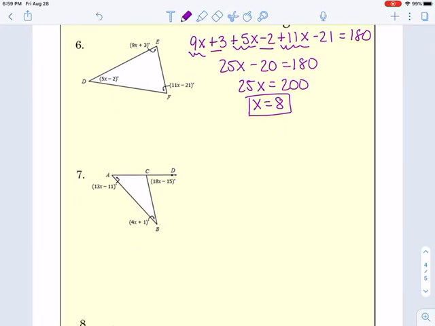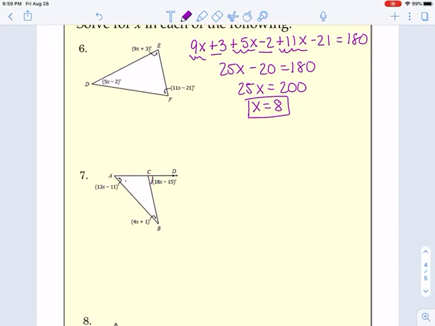For number 7, you don't have the 3 interior angles now. Now you have an exterior angle and again, the 2 remote interior angles. So again, the deal is there that the sum of the 2 remote interior angles, so the sum of A and B is going to have to add up to give you that exterior angle BCD. So let's take 13x minus 11, add our other angle of 4x plus 1, and set that equal to 8x minus 15.